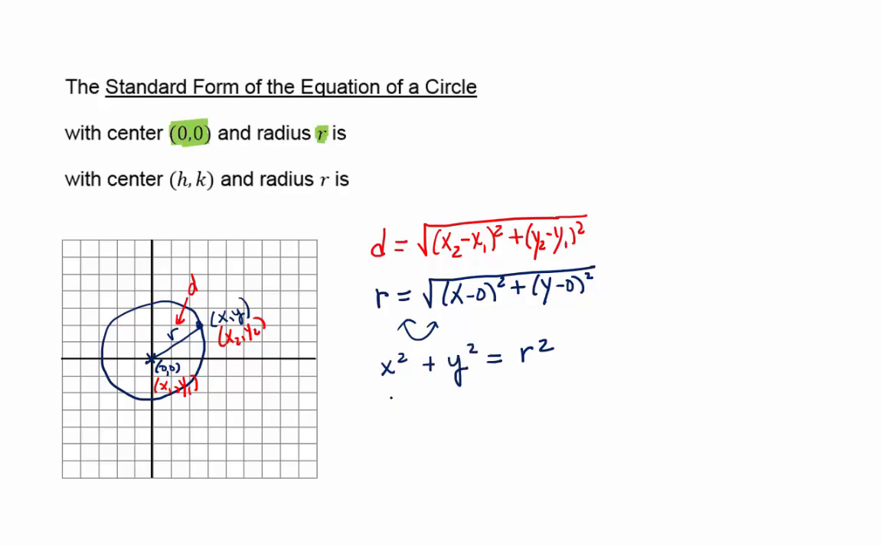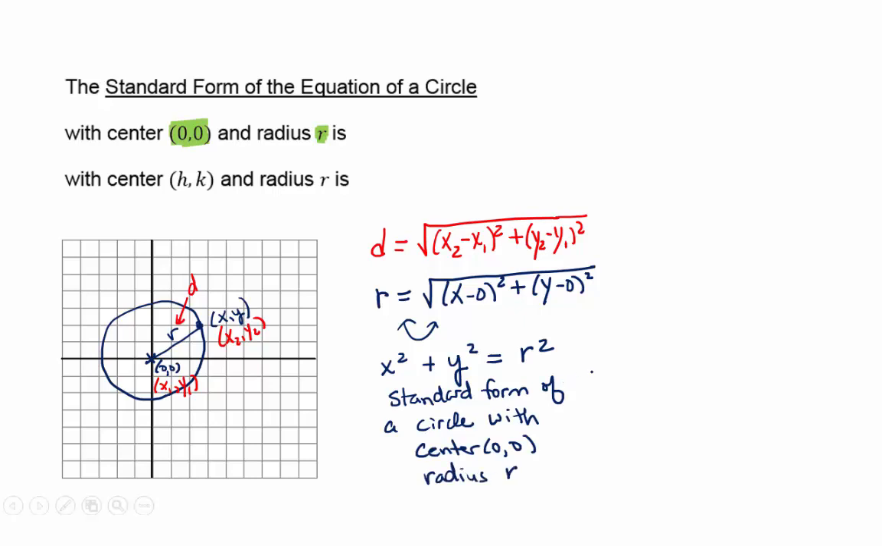So this is the standard form of a circle with a center at 0, 0 and a radius of r units. So anytime you know that a circle is centered at 0, 0, you can write the equation very easily. It's just going to be x squared plus y squared equals, and then whatever the radius is, squared. So for example, if the radius was 5, you'd have x squared plus y squared equals 25.